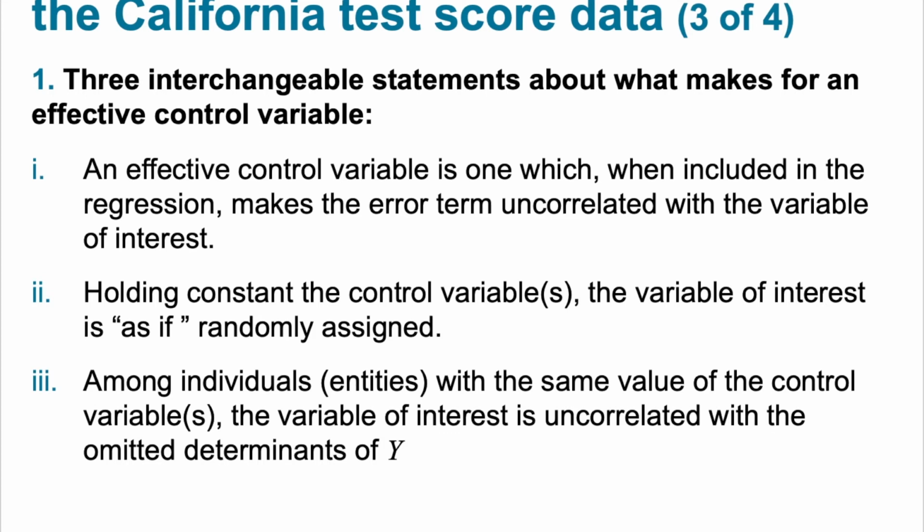The variable of interest will be uncorrelated with the OLS residual among individuals or entities with the same value of the control variable, or holding constant the control variables. So it's very powerful to include control variables because that makes our OLS estimate of the coefficient on our variable of interest unbiased. It helps us take care of the omitted variable bias problem.